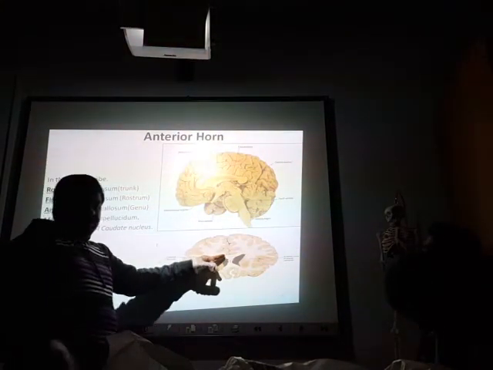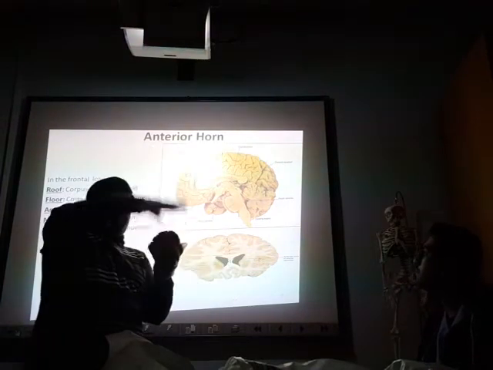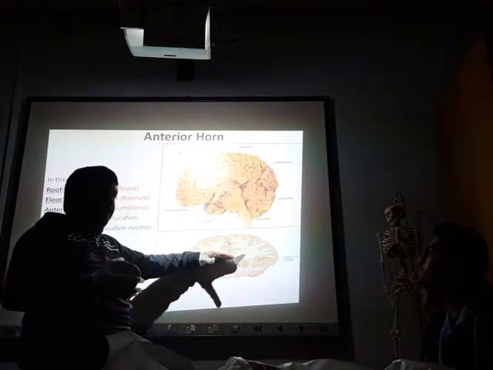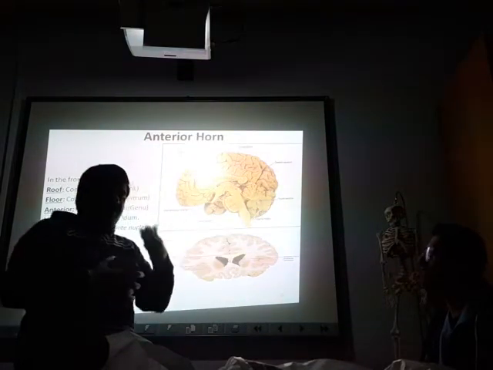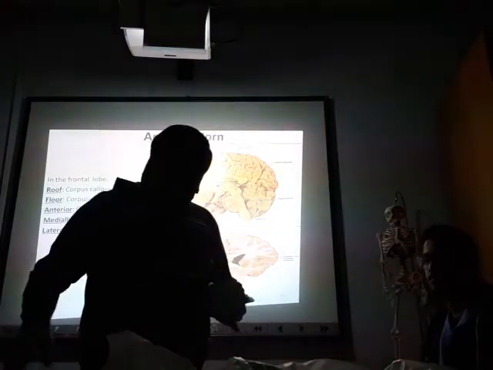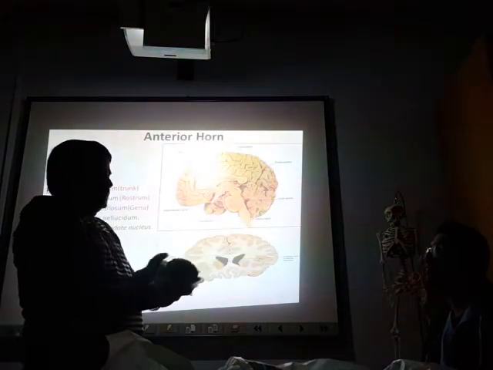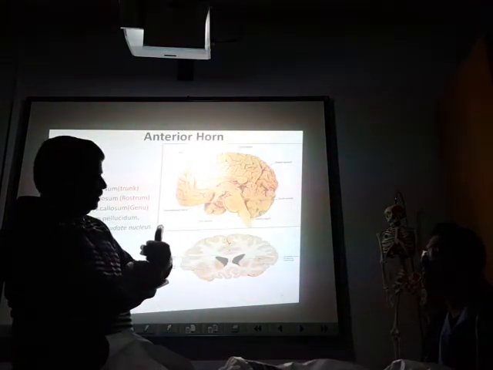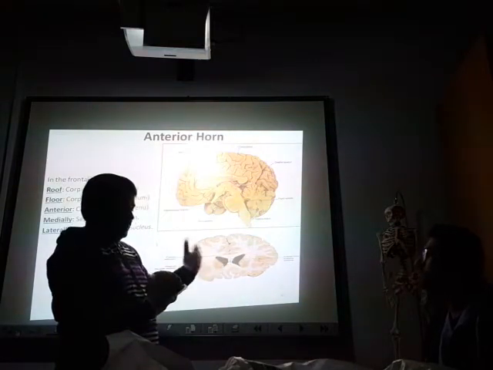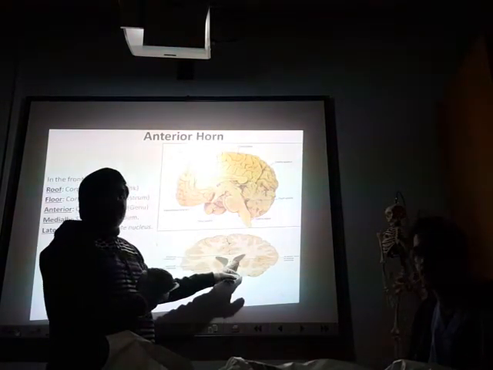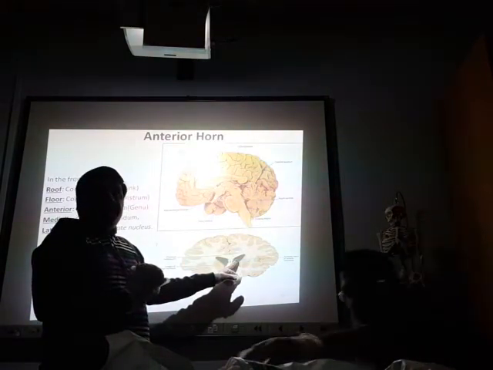So what is this section? The same section, a horizontal section in the frontal lobe. When you take this section, where is it? It is in the parietal lobe. So if I take a section here in the frontal lobe, it appears like this, to show you the anterior horn.